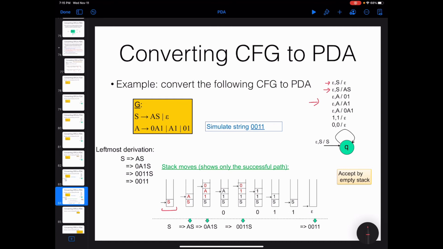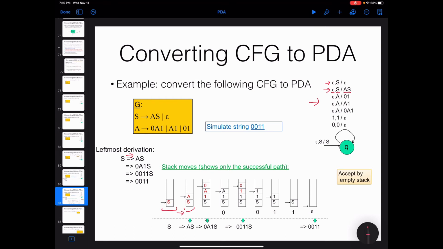This transition tells me: don't consume anything from the input. If the top of the stack is S, pop it and replace it with AS. So this is going to be the next step. You can see that this is exactly the first step in the leftmost derivation, right?